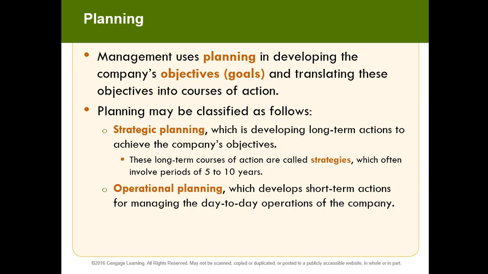The first thing management does, obviously, is planning. And regardless of any business, the first thing you want to do is plan, and that is setting your goals and objectives. What is it you're trying to do? And figuring out the course of action you're going to take to achieve those goals. There are 2 different types of planning. Strategic planning is basically more long-term. Operational planning is the day-to-day operations of the business.